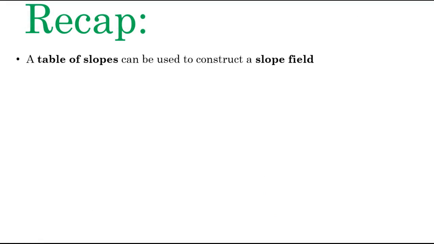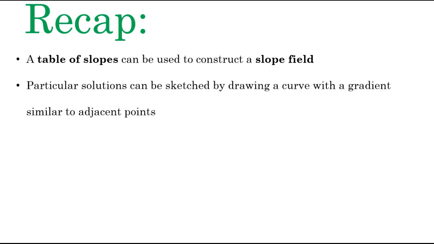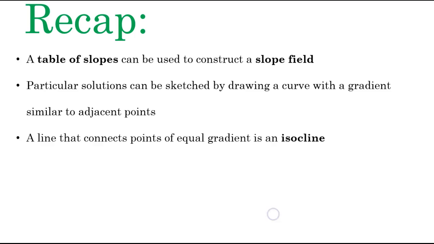Let's just go over the things we've looked at. Table of slopes can be used to construct a slope field. Particular solutions can be sketched on that slope field by drawing a curve with a gradient that's similar to all of the adjacent points. A line that connects points of equal gradient is an isocline, and that doesn't have to be a straight line. Sometimes it is, and sometimes that's significant. But it's not always a straight line, and it's not always significant to us. Particular solutions can't intersect, right? Because every point has a unique gradient.